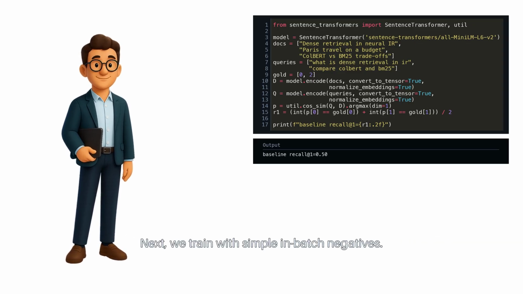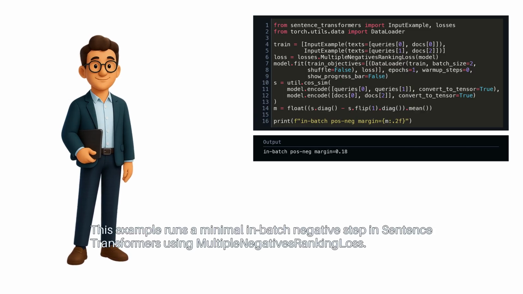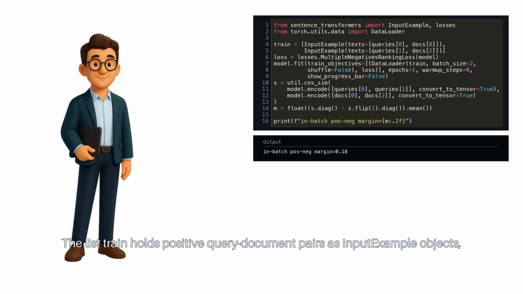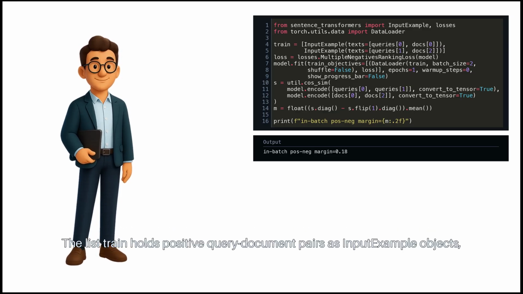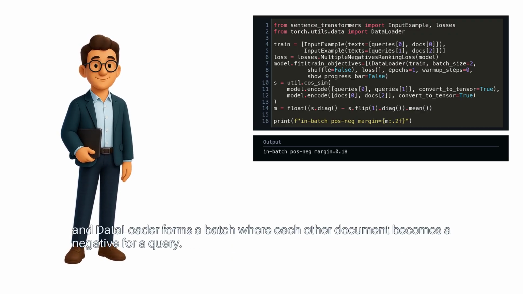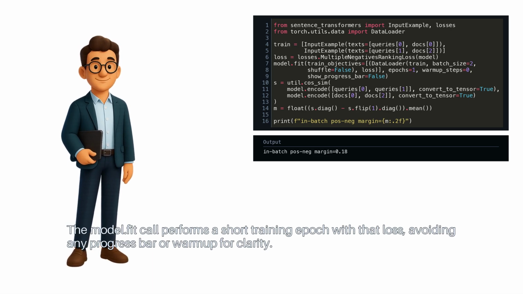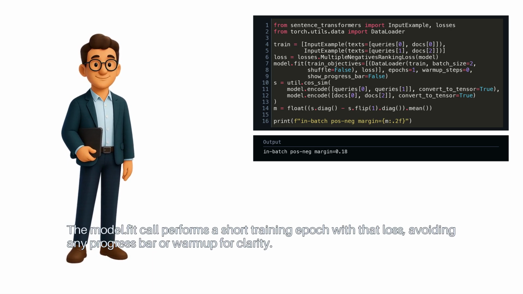Next, we train with simple in-batch negatives. This example runs a minimal in-batch negative step in sentence transformers using MultipleNegativesRankingLoss. The list train holds positive query document pairs as InputExample objects, and the data loader forms a batch where each other document becomes a negative for a query. The model.fit call performs a short training epoch with that loss, avoiding any progress bar or warm-up for clarity.